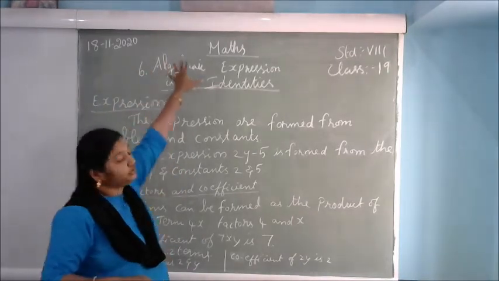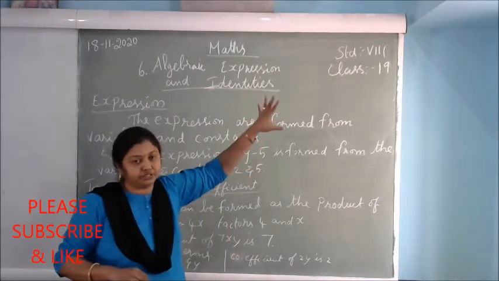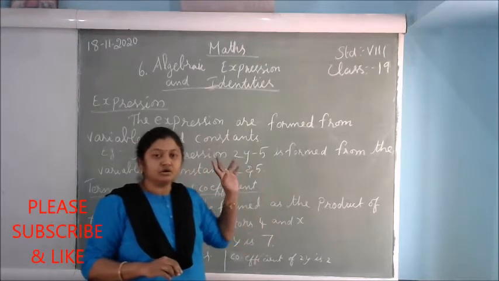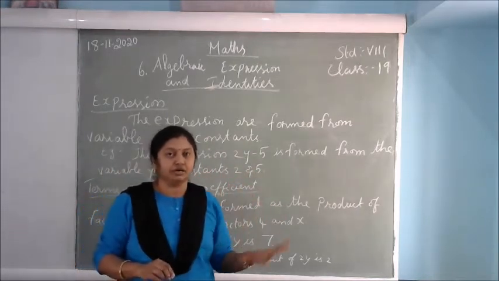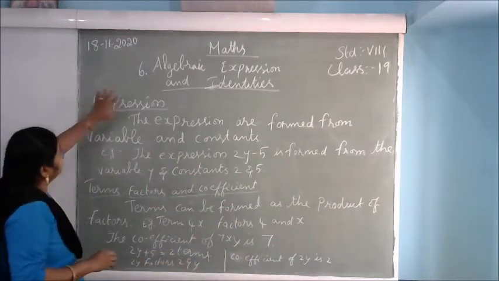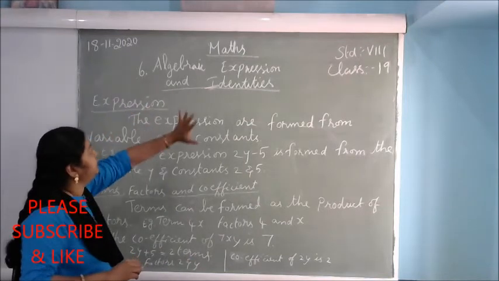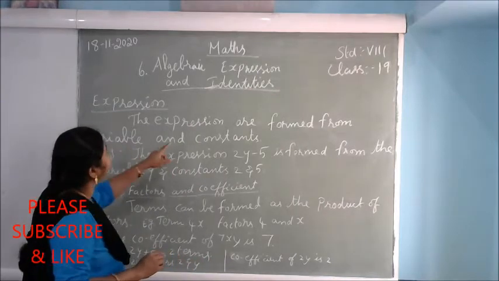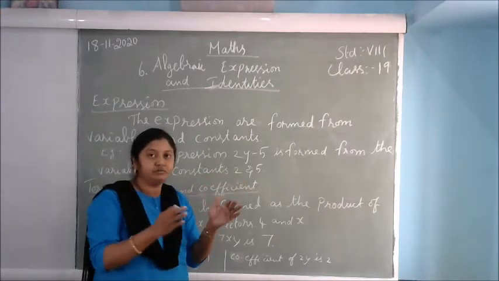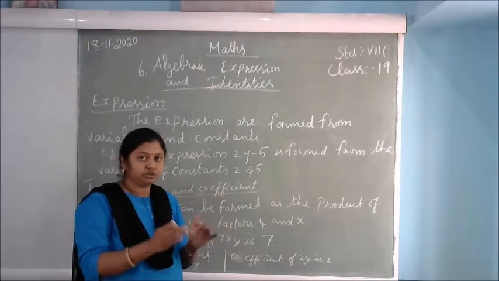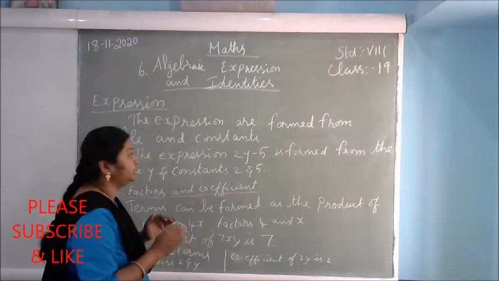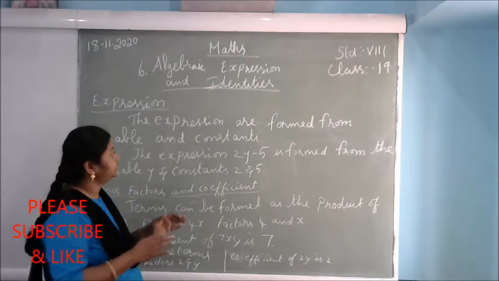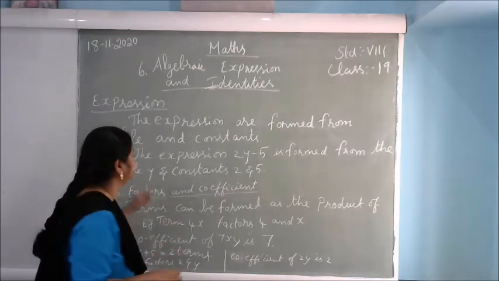I taught you already what is an algebraic expression. It will be in the equation form with the variable and the constant. Constant means the numbers will come. Expression, what is that expression? Expression means nothing but an equation only. The expression is formed from the variables and constants both together. With the variable and the constant both together is called an expression. If 2 terms, 3 terms are there in the expression, it's called the equation.